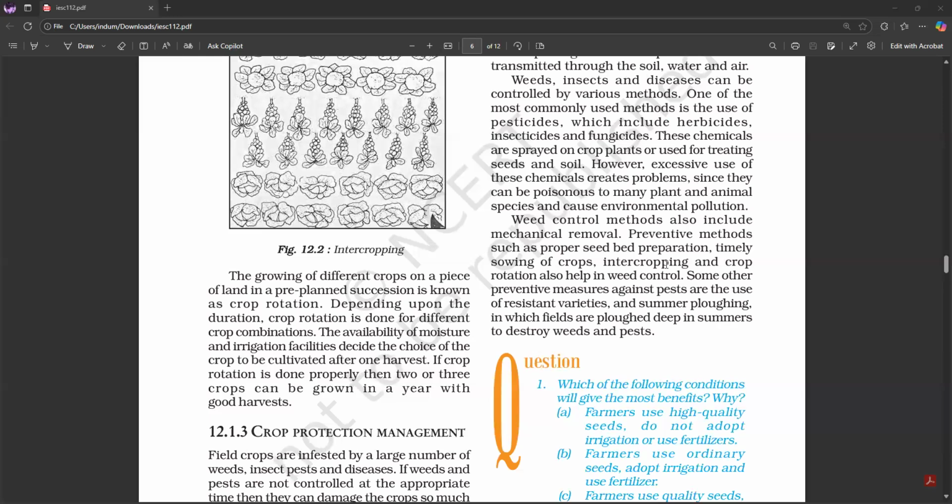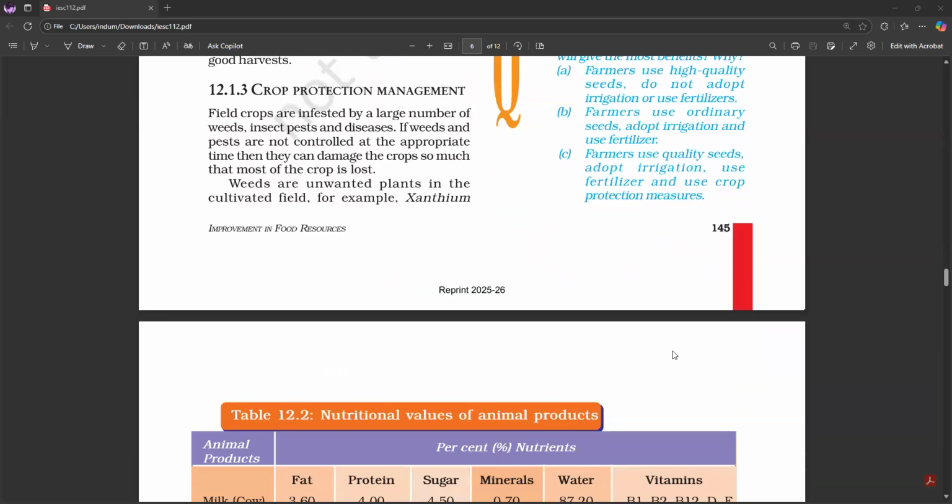cause environmental pollution. Weed control methods also include mechanical removal. Preventive methods such as proper seed bed preparation, timely sowing of crops, intercropping, and crop rotation also help in weed control. Some other preventive measures against pests are the use of resistant varieties and summer plowing, in which fields are plowed deep in summers to destroy weeds and pests.